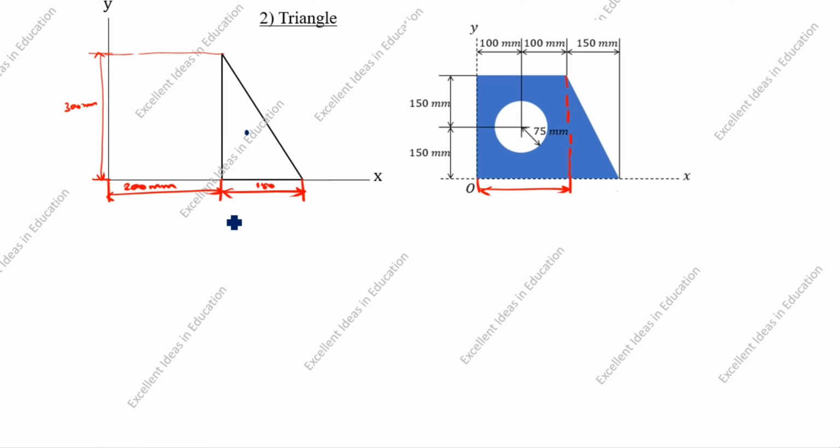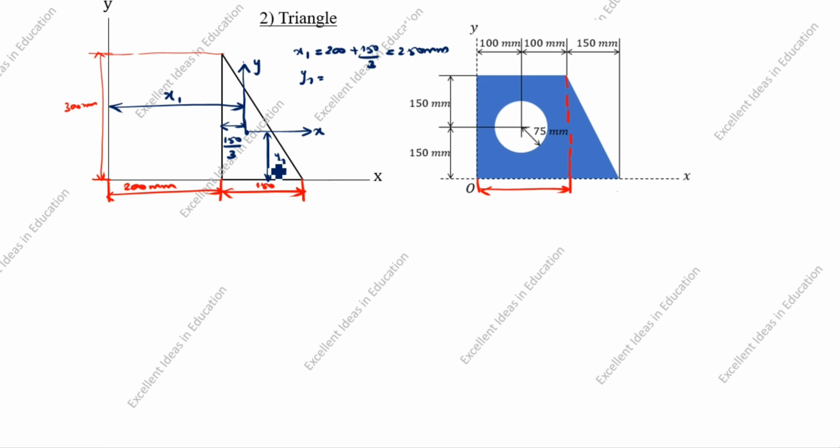Now we will take the center of the triangle. So this is x, this is y. This is y1, and from here to here is x1. How will we calculate x1 in this case? This value we know, it is given as 200 mm. So how will we calculate this other value? This value is 150 divided by 3. So what is the x1 value? X1 is equal to 200, this 200 you can write it, plus 150 divided by 3. What comes? 250 mm.